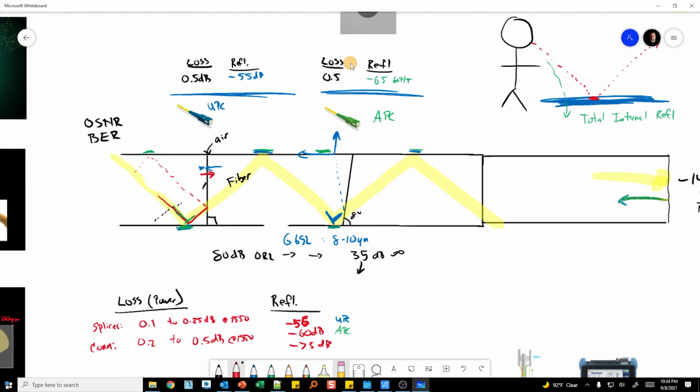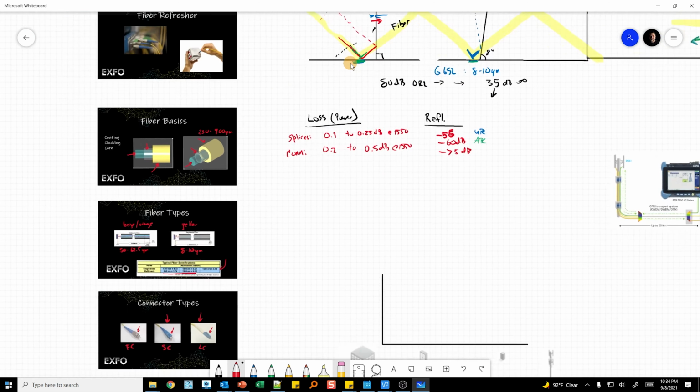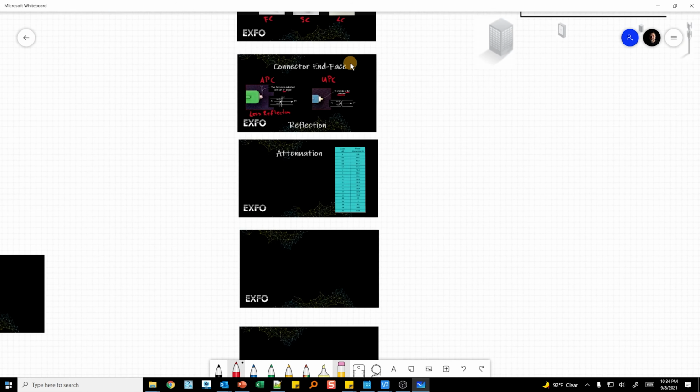Anytime there's a change in material type, we're going to have reflection, and that reflection is going to cause noise, right? And of course, we're also going to have attenuation as we go across those different connectors and those different splices, and we want to minimize that as much as possible. And so that's what we're looking at when we're talking about these different types of connector end faces here.